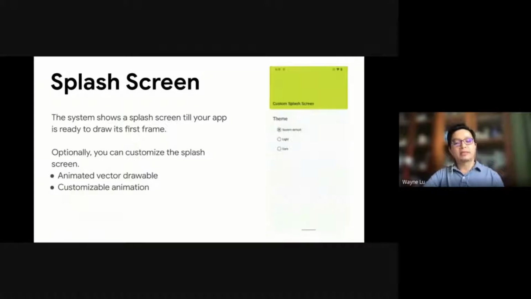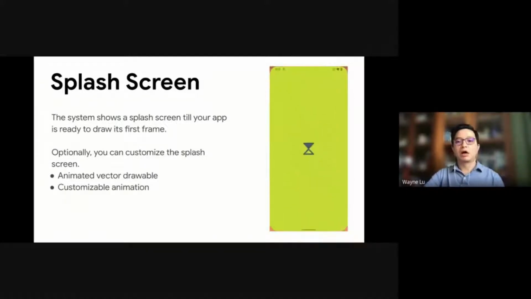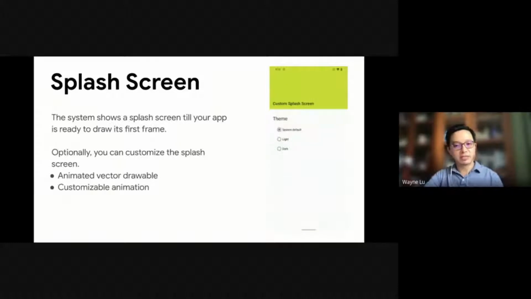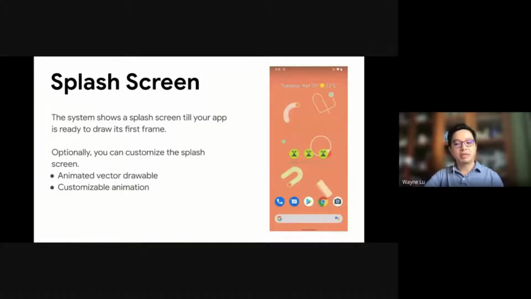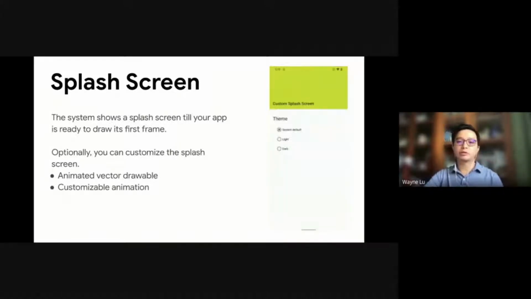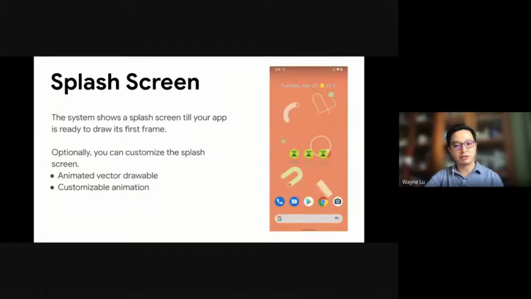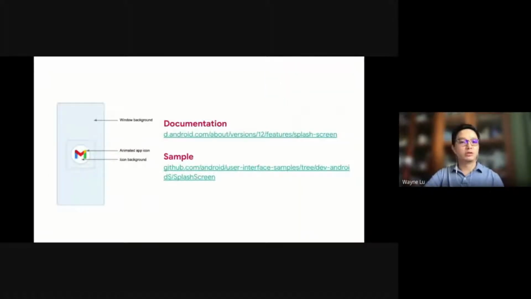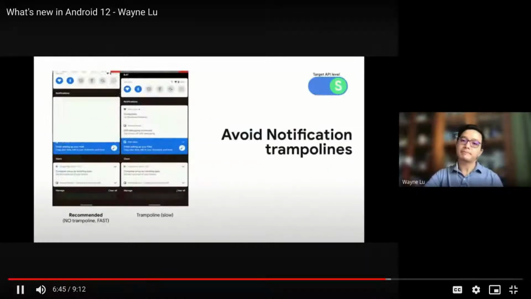It is automatically dismissed as soon as your app draws its first frame. Optionally, you can customize this splash screen by setting an animated vector drawable. You can also customize the disappearing animation of this splash screen. To learn more about the splash screen API, please check out the documentation and the sample code.